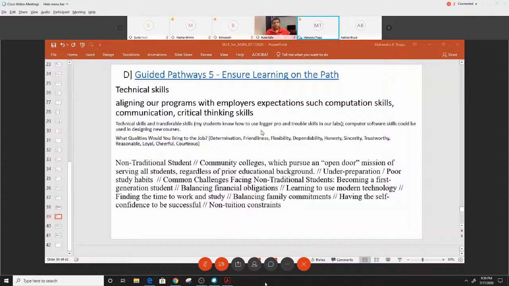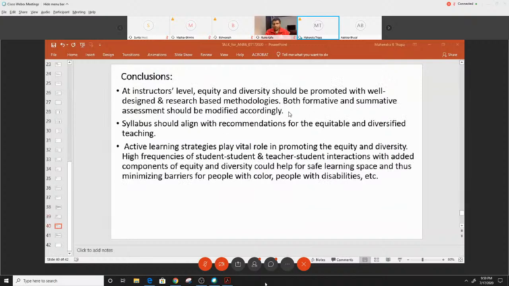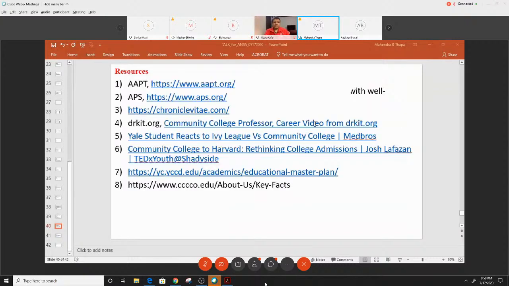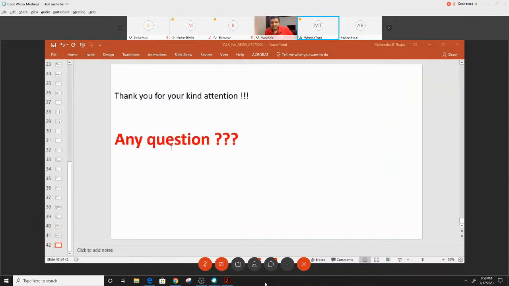Another thing, in the course we have to incorporate topics which could help them get jobs. Computational skills and the skills the employer wants, we have to include in any format in our course. This is my conclusion: equity and diversity should be promoted at our college level and at our instructor level. These are the things I generally do, and I have some result data, but I still have to do more work. Thank you very much. These are the resources you can use. Any questions? Thank you very much.